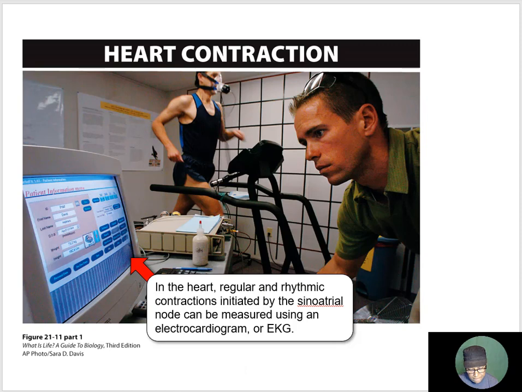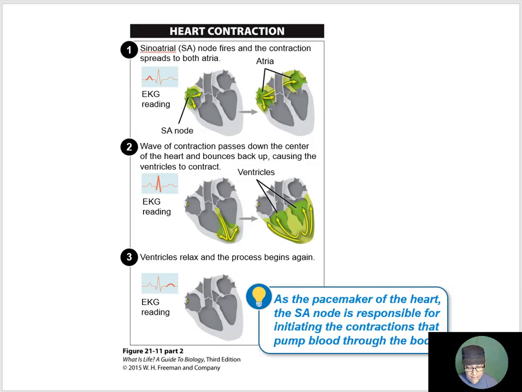And so in the heart, regular and rhythmic contractions are initiated by a region of the heart called the sinoatrial node, the SA node. And this can be measured by using an electrocardiogram or an EKG. We can actually see the electrical activity of the heart. And let's take a look at what that looks like, an EKG reading. And sometimes some people will call it an ECG reading as well. So you may hear both terms.